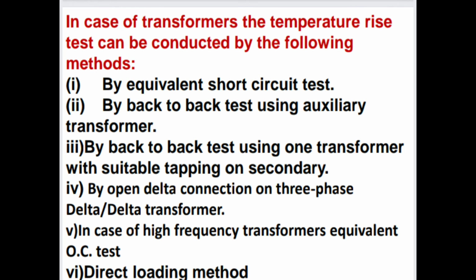In case of transformers, the temperature rise test can be conducted by the following methods. First is the equivalent short circuit test. Second is the back to back test using an auxiliary transformer. Third is the back to back test using one transformer with suitable tapping on the secondary. Fourth is the open delta connection on a three phase delta delta transformer. Fifth, in case of high frequency transformers, is the equivalent OC test. Sixth is the direct loading method.